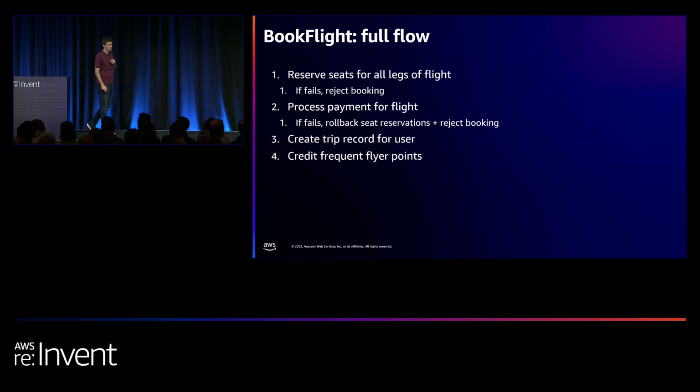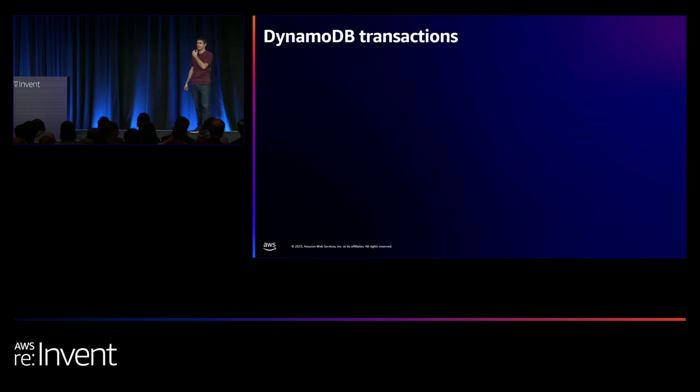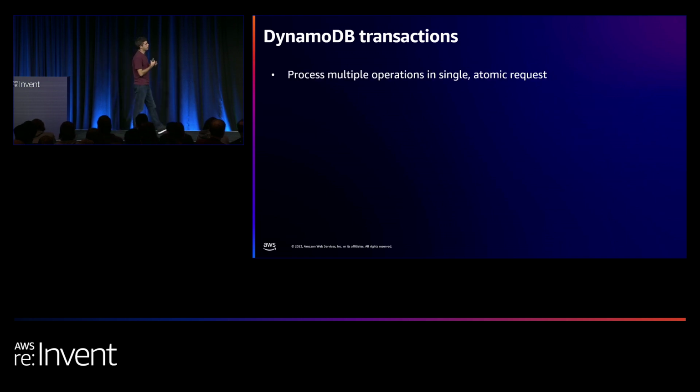So whenever you hear, I want to do multiple things as part of a step, what do you think of? You think of transactions. Dynamo has transactions. It's supported transactions since 2018, 2019, I think. Just like a relational database, you're processing multiple operations in DynamoDB in a single atomic request. It's all going to succeed or fail together.